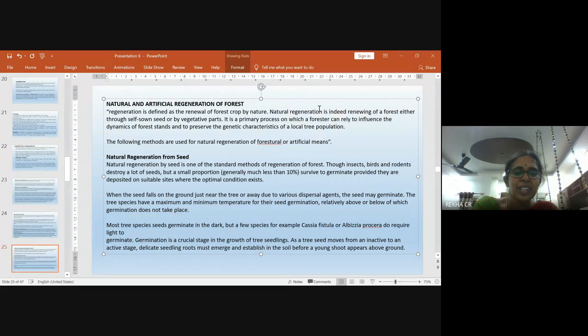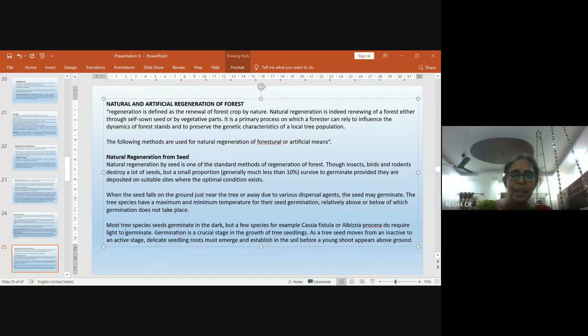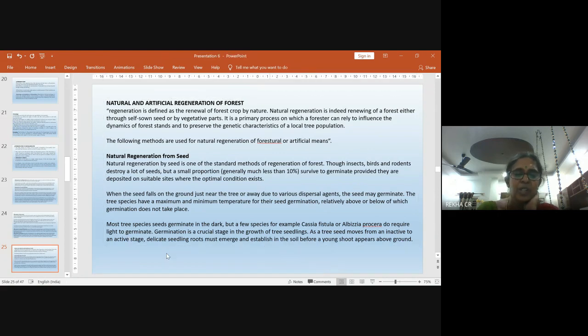See, first one is natural regeneration from the seed. It is one of the standard methods to regenerate the forests. See, the seeds are destroyed by insects, birds, rodents, etc. But a small proportion, that is less than 10%, survives to germinate, provided they are deposited on a proper site where the optimum condition exists. When the seed falls on the ground just near the tree or away due to various dispersal agents, the seeds may germinate. So the tree species have a maximum and minimum temperature for their seed germination, above or below which germination does not take place.